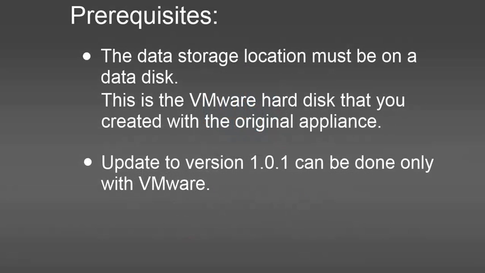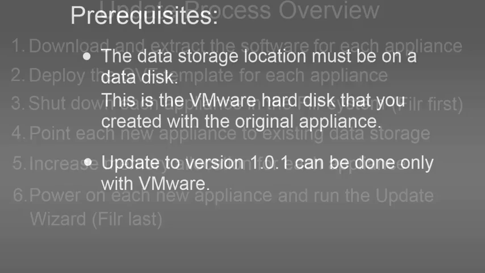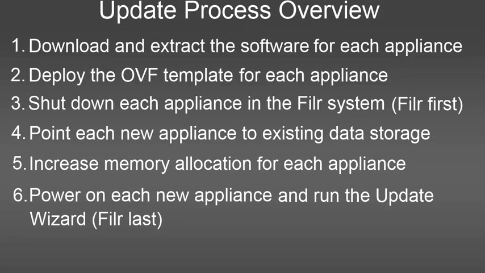In order to successfully update your Filr system, the data storage location for any Filr appliance, database appliance, and search index appliance must be on a data disk rather than the system disk. This is the VMware hard disk that you created when installing your original appliance. Because Filr 1.0 was available only in a VMware environment, the update process to version 1.0.1 can only be done when using VMware. In this demo, I'm going to show you how to perform the following steps for each appliance.